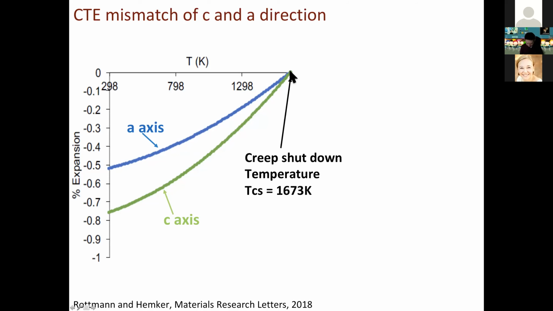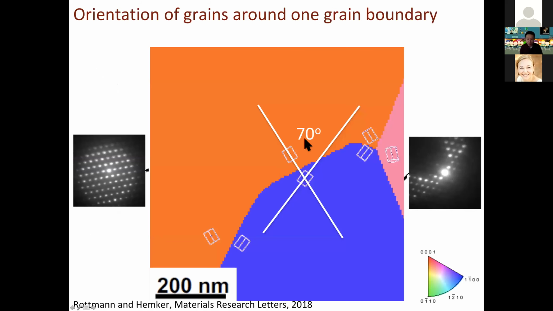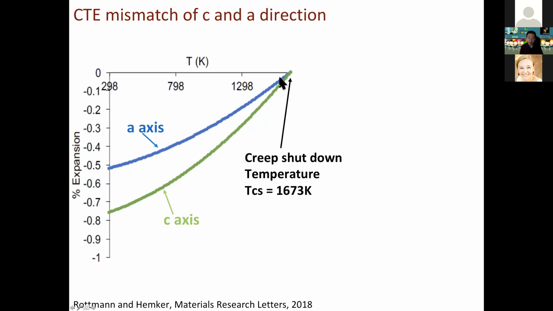So this is the a-axis. During cooling, the a-axis shrinks less than the c-axis. So the c-axis will shrink more than the a-axis. Now let's construct a simple model, which was done by Paul. Let's just make the misorientation 90 degrees instead of 70 degrees to simplify the scenario.